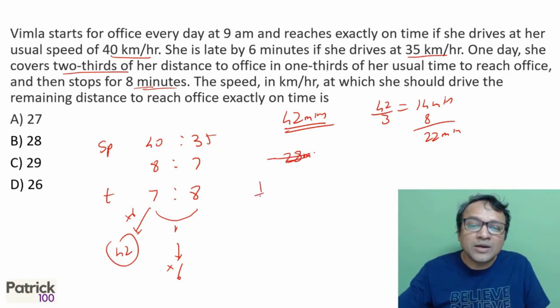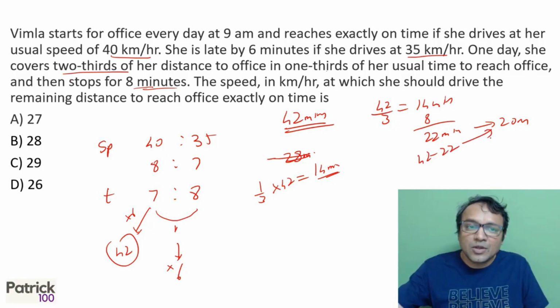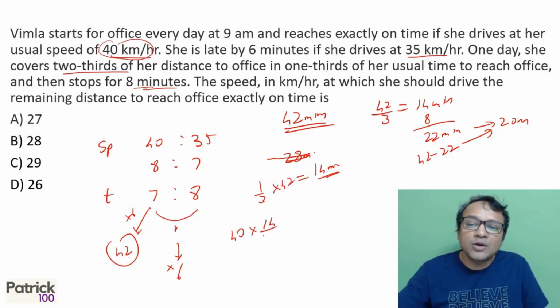So how much is left? One-third is left, which is one-third of 42, 14 minutes of travel. But she should travel it in 42 minus 22, 20 minutes. So her normal speed is 40 kilometers per hour, and now she should travel at 40 into 14 upon 20, which is 28 kilometers per hour.